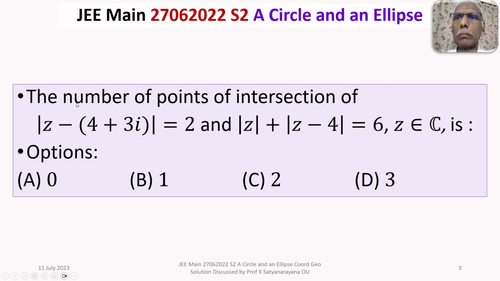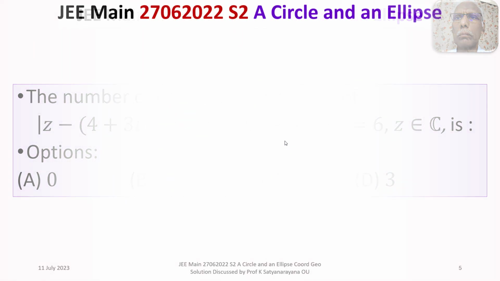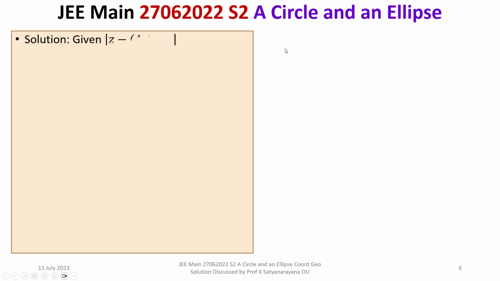So we are given modulus of z minus (4 plus 3i) is equal to 2 and mod z plus mod of z minus 4 is equal to 6, where z belongs to the complex plane, and we are required to find the number of points of intersection of these two curves. We now discuss the solution of the problem in detail.